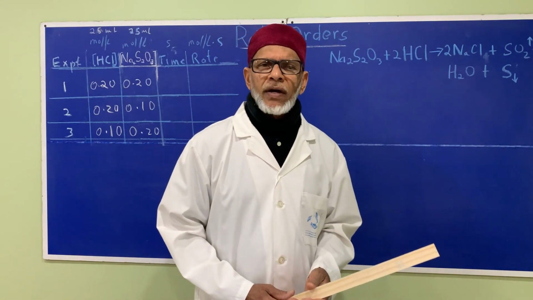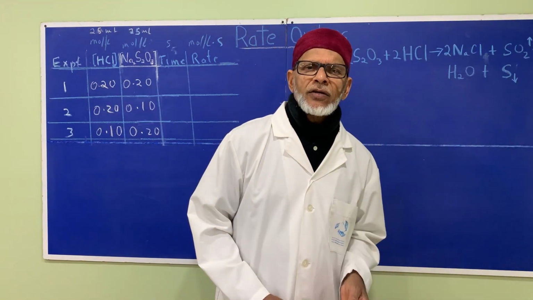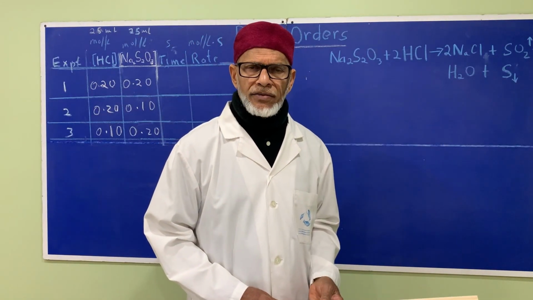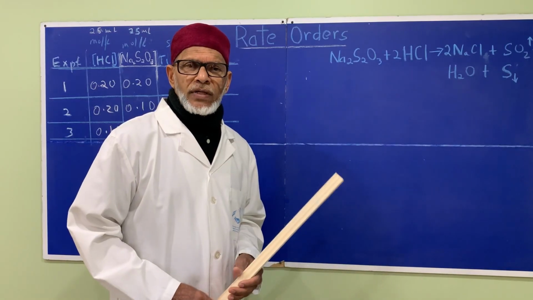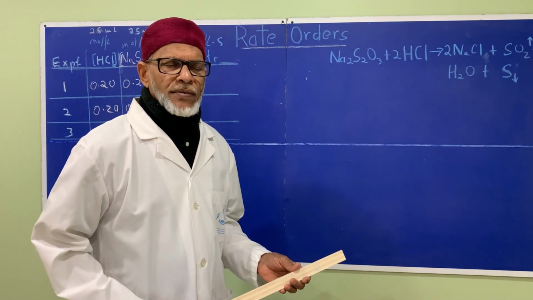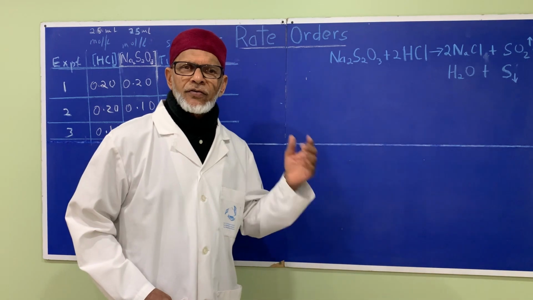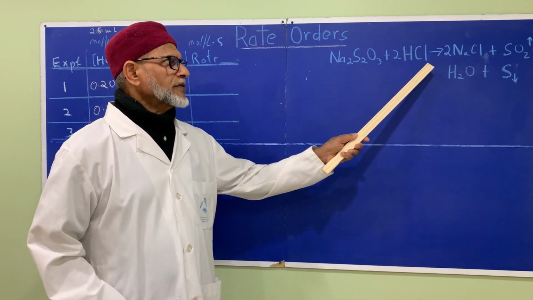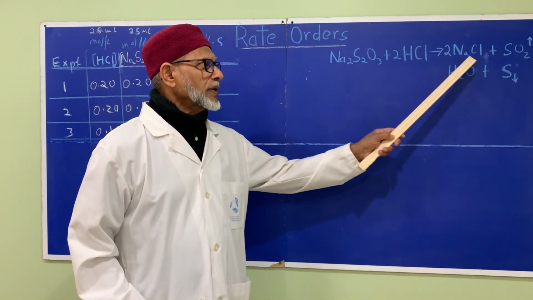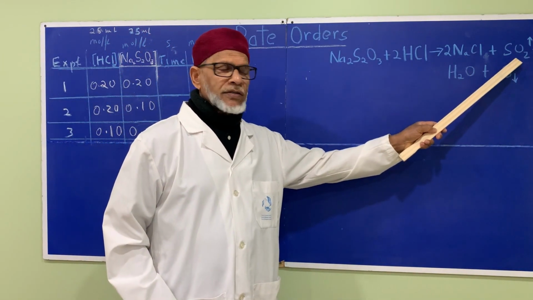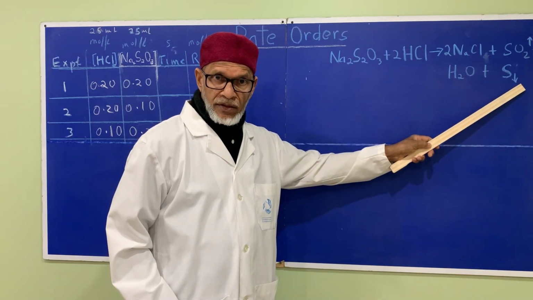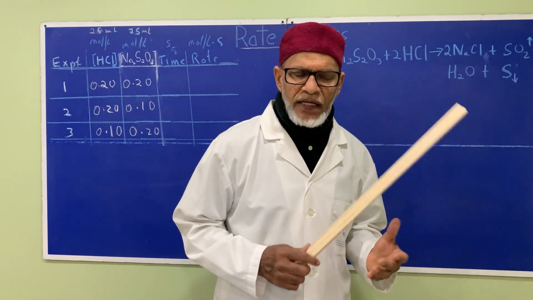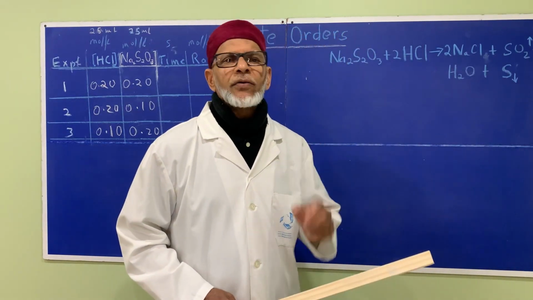The only way of knowing that is to carry out experiments using various concentrations of the reactants involved in that chemical reaction. On the board is written the chemical equation that represents the reaction between an aqueous solution of sodium thiosulphate and hydrochloric acid. As you can see, the products formed are a solution of sodium chloride, water, gaseous sulfur dioxide, and a yellow precipitate of sulfur. We will use the rate at which the sulfur is being produced to monitor the rate of this reaction.